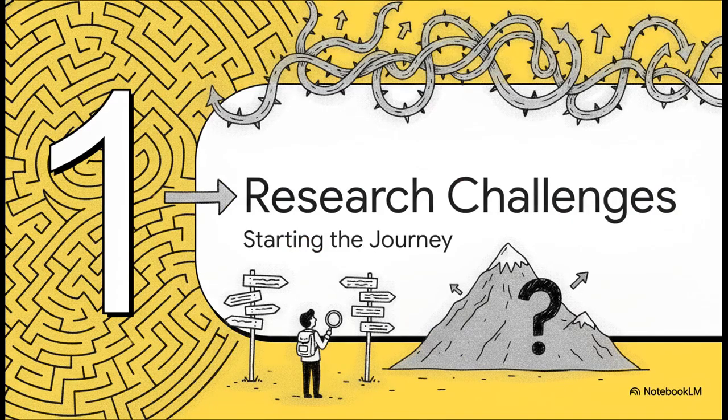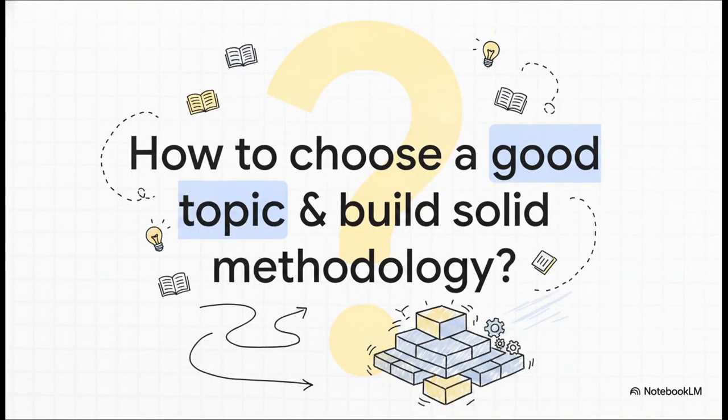Okay, moving right into part 1, research challenges. Honestly, this right here is what keeps young researchers tossing and turning at night. You might have a dozen different interests, but how do you actually choose a good topic? And once you finally nail that down, how do you build a methodology that's actually solid? Think of methodology kind of like the foundation of a house. If you get it wrong in those early stages, the whole structure is just going to collapse the second it hits peer review. And that costs you months, maybe even years of wasted effort.